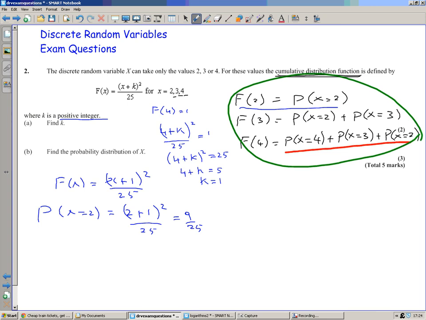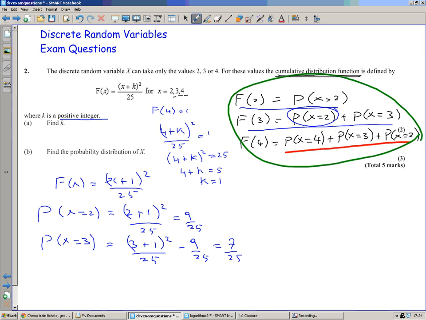Okay, now the probability that x equals 3, we can use this result here, but of course we're going to have to take away the probability that x equals 2 from F3. So we've got (3 plus 1) squared over 25. That would give us a probability of it being 2 and 3. So we need to take away the 9 out of 25. That is 16 over 25 on the top, take away 9 over 25, so that gives us 7 over 25.